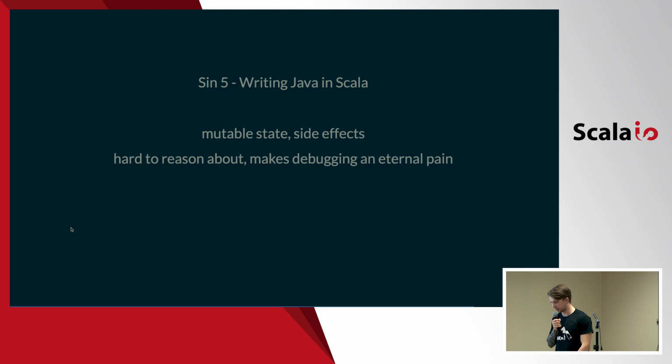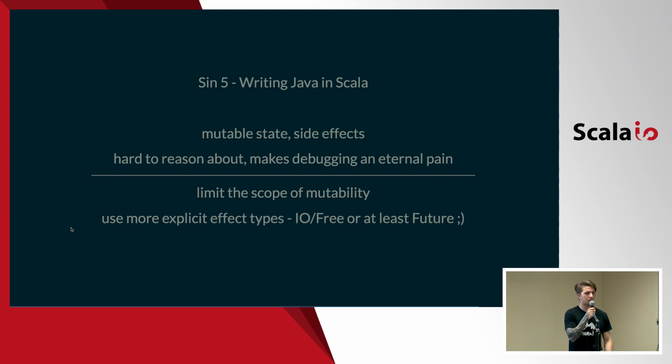And it makes debugging an internal pain. If you have a sequence of mutations on some value, I don't wish this kind of debugging on anyone, even my worst enemies. So what you can do to not have these kinds of problems is limit the scope of mutability as much as possible. Just try to limit it to the smallest method or function that you have, if you really need it. And if you need it, it's probably for performance, which you probably don't need in this place.